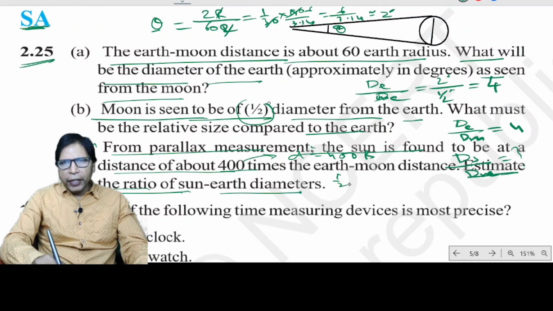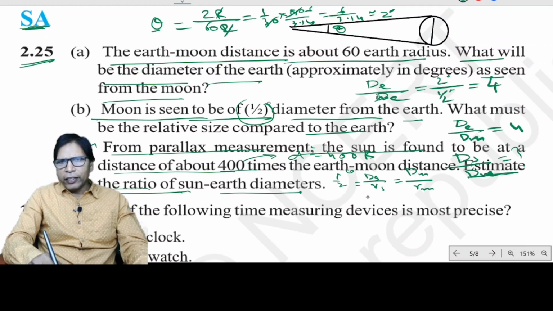Now, half degree equals the diameter of the sun divided by the distance of the sun from the earth, R_S, which equals the diameter of the moon divided by the distance of the moon from the earth. So D_sun by D_moon equals R_S divided by R_M. This is the 400.